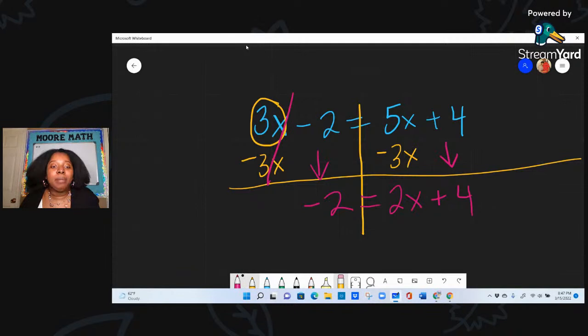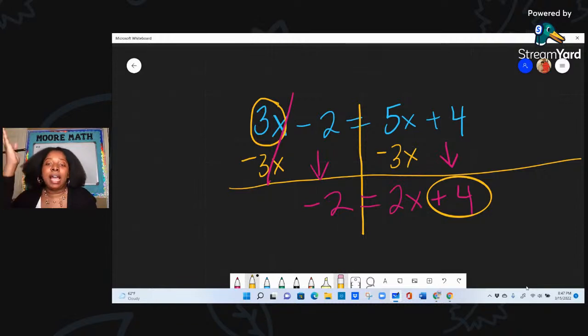Now, I'm going to move this 4 over so that the only thing I have on the right side are x's. So again, I want all the x's on one side and all the numbers on the other. It really doesn't matter. Sometimes the x will be on the left and the numbers on the right, or sometimes the x will be on the right and the numbers on the left. Just as long as one side is x and one side is numbers. So to get rid of plus 4, we're going to subtract 4.